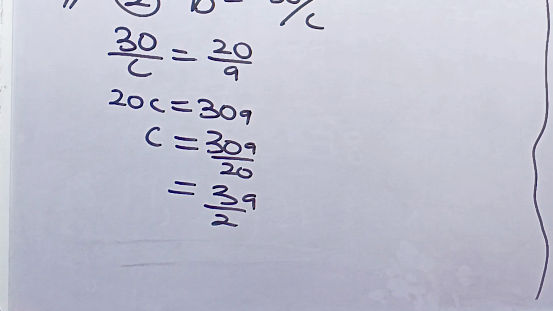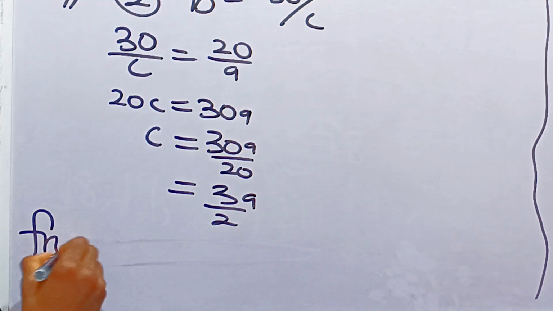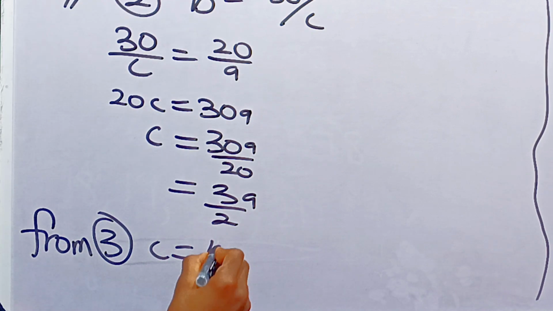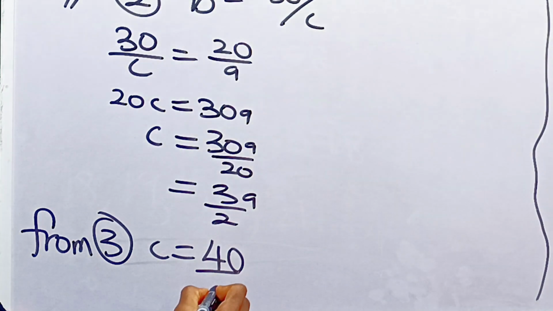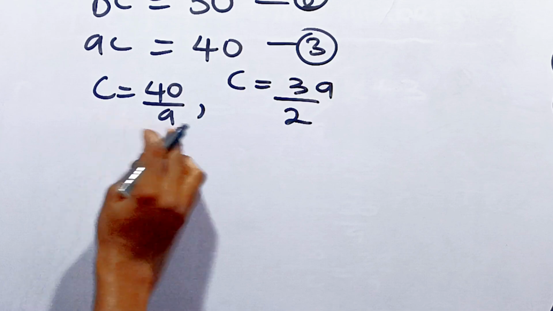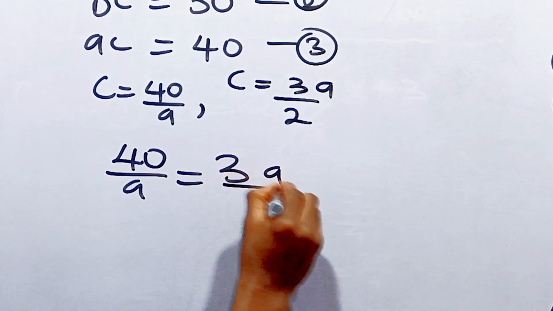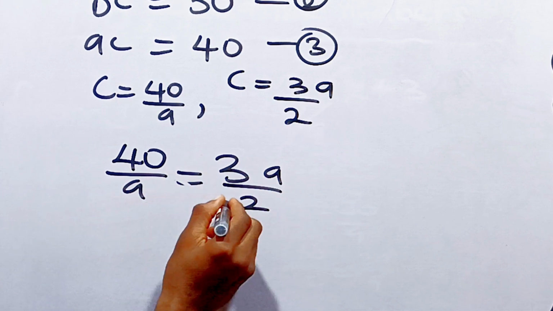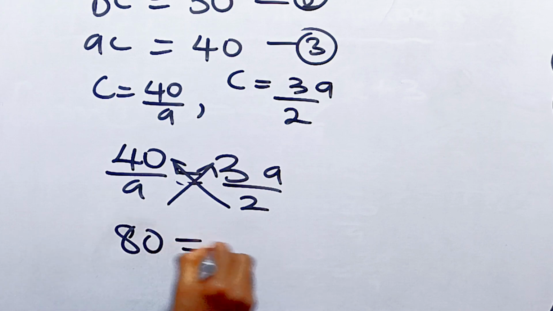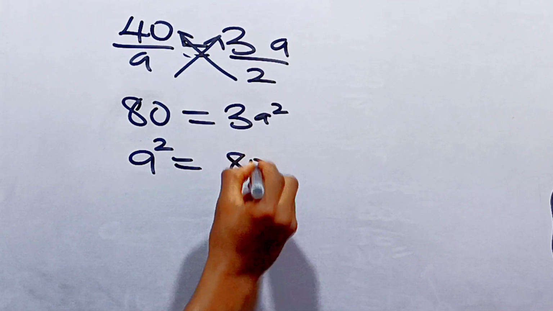Okay. Now let's bring down equation 3. From equation 3, C is equal to 40 over A. Alright, moving on from here, we have that 40 over A is equal to 3A over 2. Cross multiplying, this becomes 80 equal to 3A squared. We now have that A squared is equal to 80 over 3.